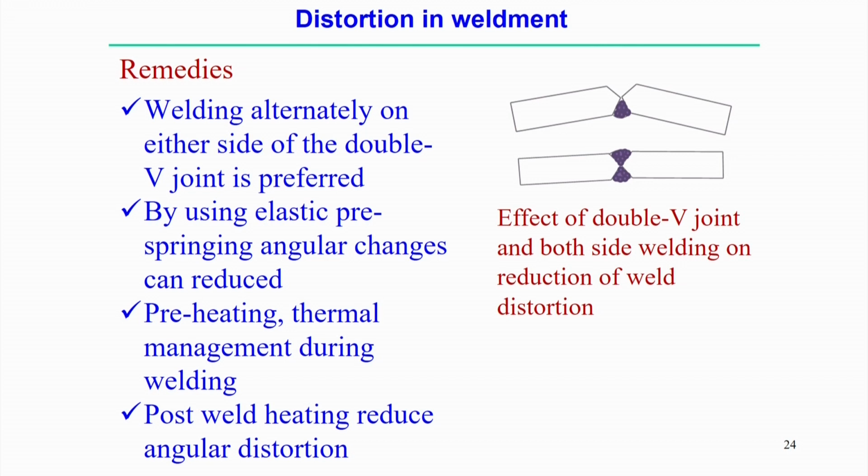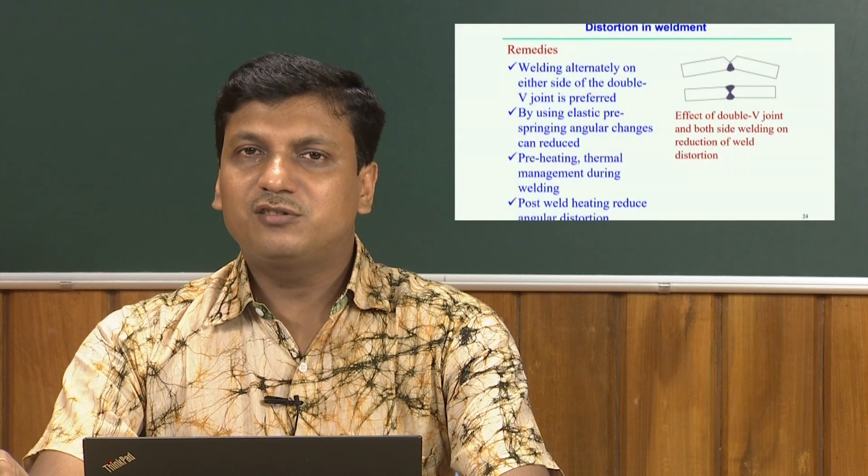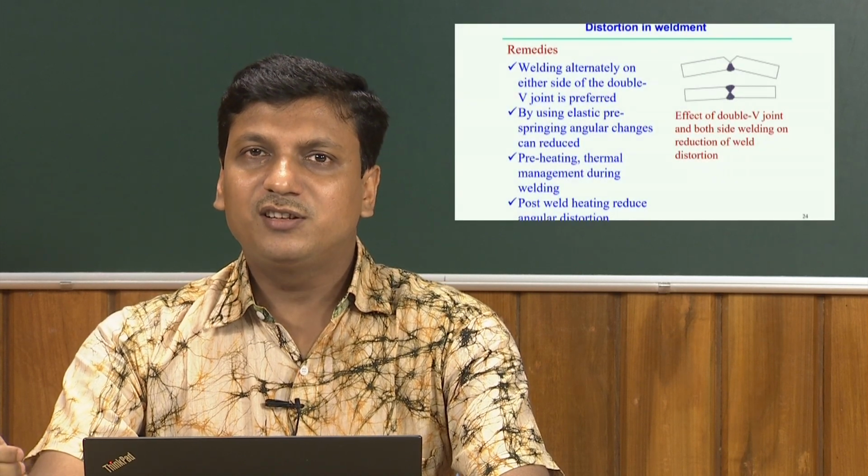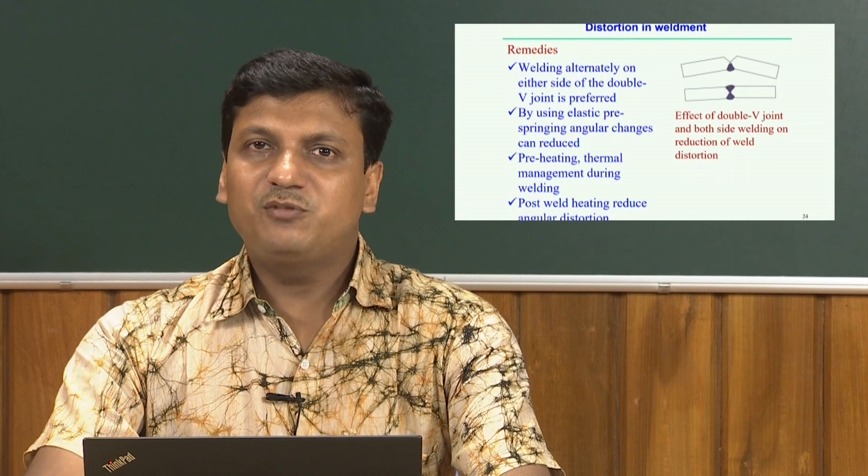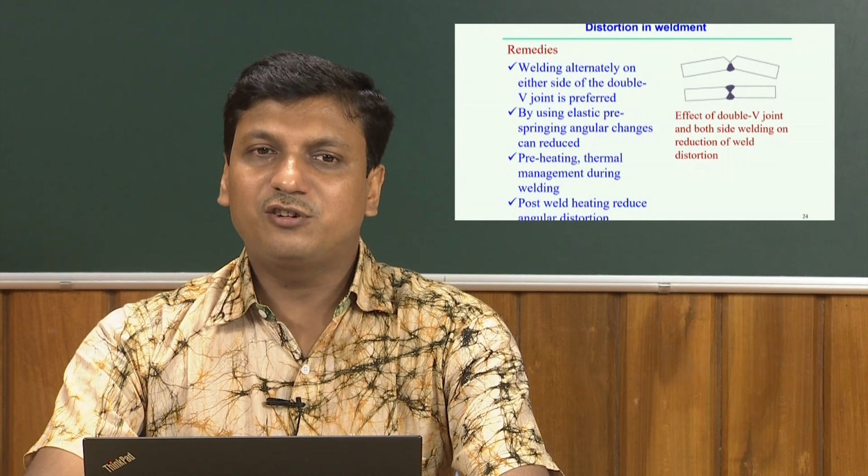So, therefore, welding alternately on either side of the double V joint is preferred to reduce the distortion. And another mechanical way is using an elastic pre-spring before the welding, which can also help to reduce the angular distortion. That means, before welding, you intentionally give some angular distortion, so that after welding it neutralizes the pre-existing angular distortion of the weld joint. So, that is one way to reduce the distortion.